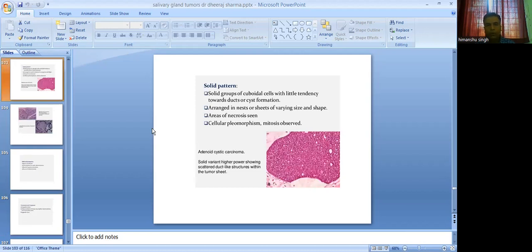The solid pattern is a solid group of basaloid cells with little tendency towards duct or cyst formation, arranged in nests or sheets of varying size and shape. Areas of necrosis are seen. Cellular pleomorphism and mitosis are also observed. As you can see in this photograph, the solid variant shows scattered duct-like structures within the tumor.